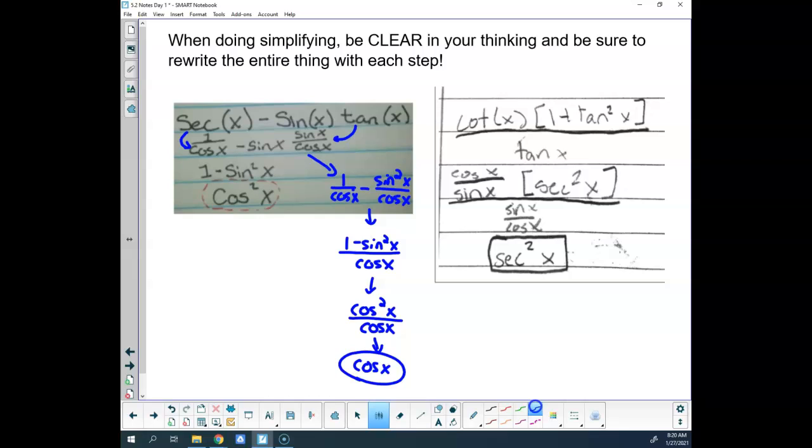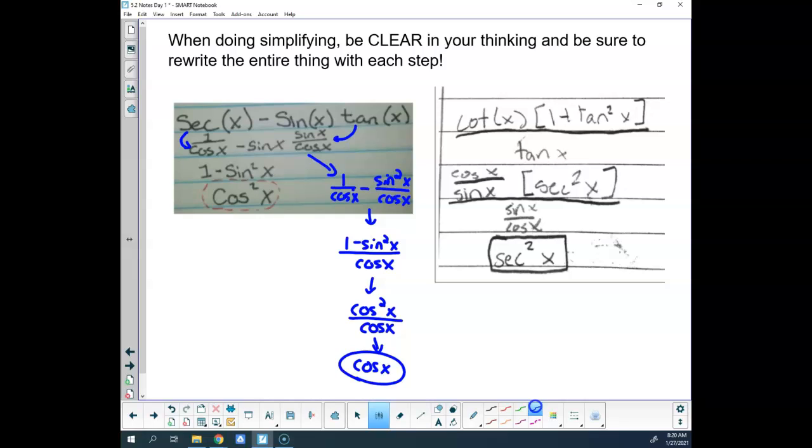On this other one, there's a lot of stuff going on there that I'm not quite sure about. Yes, cotangent is cosine over sine. Yes, 1 plus tangent is secant squared. Yes, tangent is sine over cosine. But after that, how it went to just secant squared, I don't know. Okay?